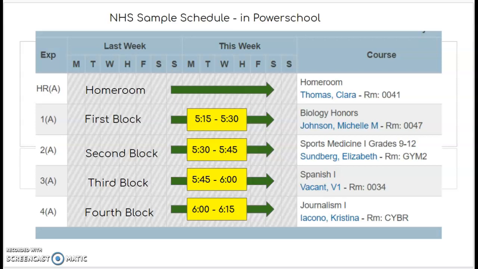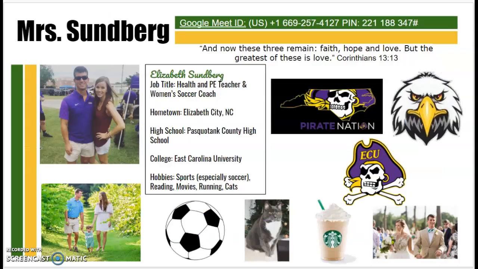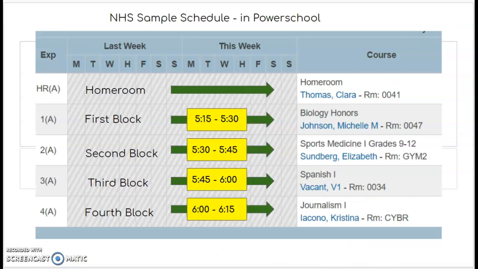After that was over with, at 5:30, you would go to your second block teacher for 15 minutes. So that would be Miss Sundberg. You would go to that Google slideshow. You would find Miss Sundberg in the Google slideshow. You would click on her Google Meet ID to go in her Google Meet, or you would go into her Google Meet using the phone number with the pin, and you would be there from 5:30 to 5:45. Then at 5:45 to 6, you would go to Spanish 1, and at 6 to 6:15, you would go to your fourth block class, Journalism 1, if this was your schedule.